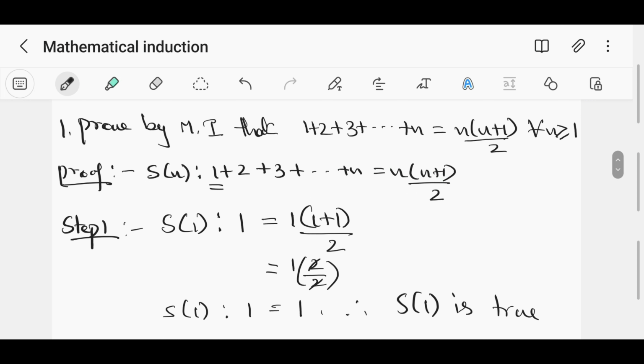We proved this mathematical statement. So this statement we proved for k plus 1. If you check the last line of the proof, you can see that in place of n we have k plus 1. So hence the proof.